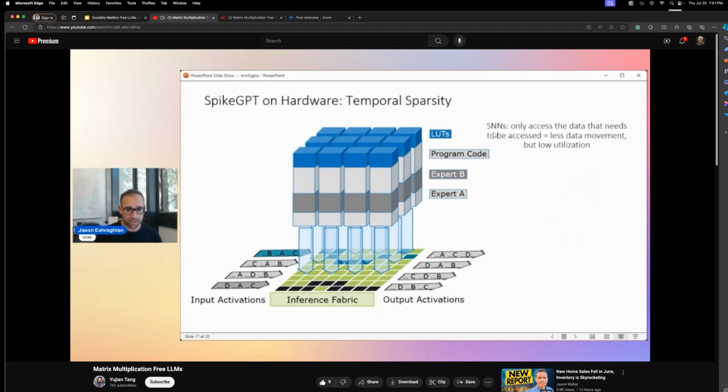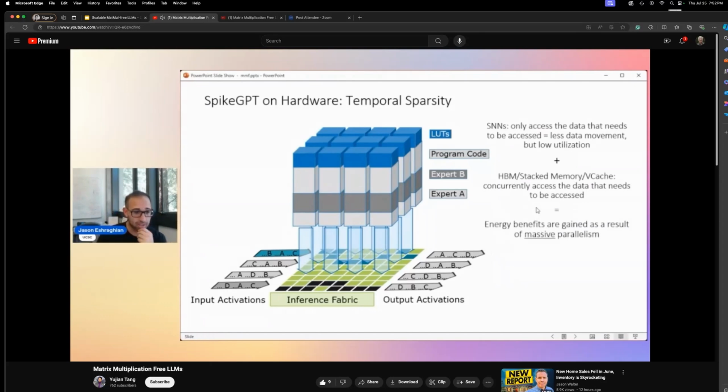SNNs refers to spiking neural networks. It's a big part of the work that we do in our lab, where you just have neural networks with a high level of temporal activation sparsity. In that case, you're only accessing data that needs to be accessed, so you have less data movement, but low utilization. And hardware engineers and silicon guys, they hate to see low utilization. They don't want things there that aren't being used. So if we combine that with some sort of vertical cache or some memory that's stacked on top, then you're able to concurrently access all of your data that needs to be accessed. And so you end up getting energy benefits that are massive as a result of this parallelism.